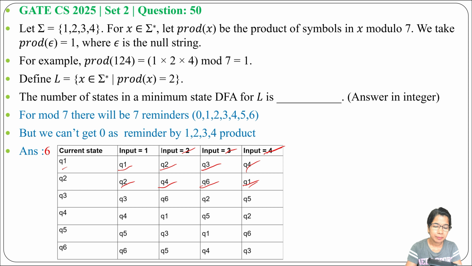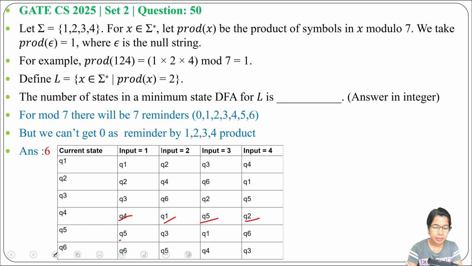Then 3 multiplied by 1, remainder is 3. 3 multiplied by 2, remainder is 6. 3 multiplied by 3 is 9, 9 divided by 7, remainder is 2. 3 multiplied by 4 is 12, 12 divided by 7, remainder is 5. Then 4 multiplied by 1, remainder is 4. 4 multiplied by 2 is 8, divided by 7, remainder is 1. 4 multiplied by 3 is 12, 12 divided by 7, remainder is 5. 4 multiplied by 4 is 16, remainder is 2.